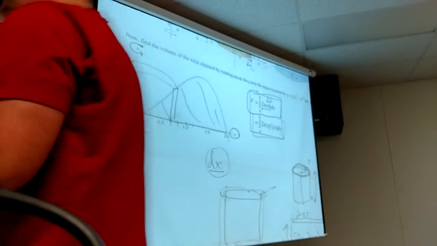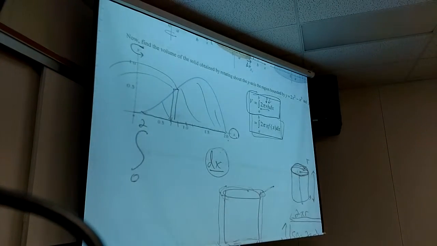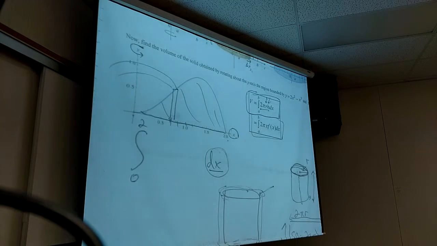Okay, so for disks, I locate the circles along the axis I'm rotating around. That's how the circles are created, right? If I rotate around the x-axis, I've created a circle at that x location. That's why for disk method, it'll be integral dx if I go around the x-axis.